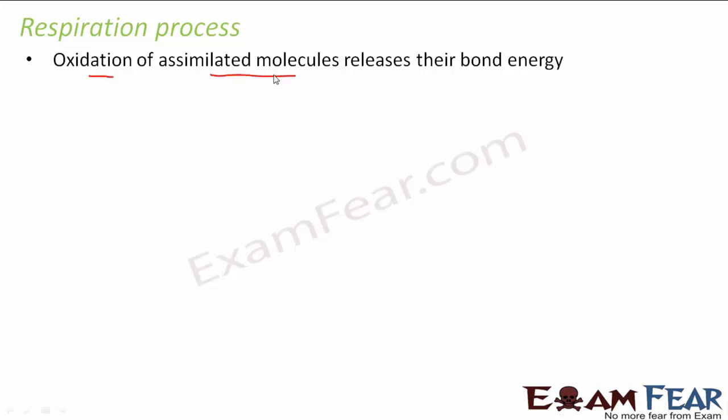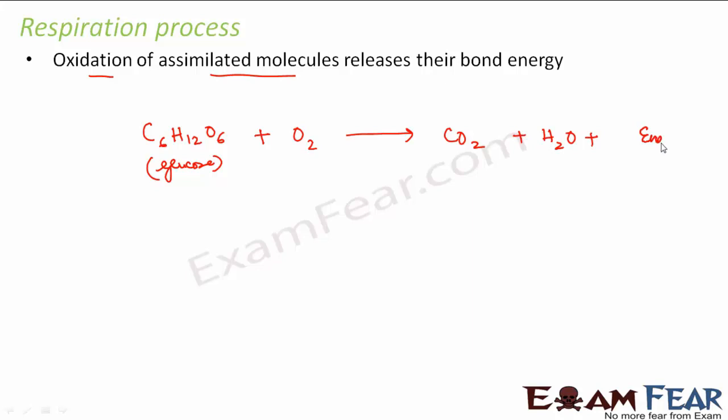What are these assimilated molecules? They are nothing but the simple food particles, because the complex food was converted into the most simple form. The simplest form of food would mean glucose. So this glucose will be oxidized. This glucose is nothing but the assimilated molecule. So this glucose in presence of oxygen will give carbon dioxide plus water plus energy.